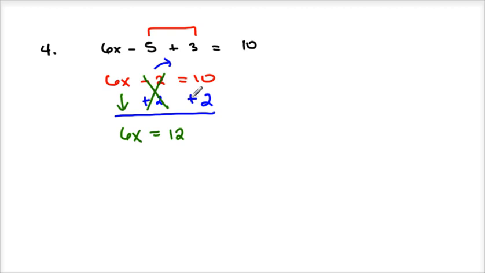I don't want 6x, I just want x. Next, I'm going to get rid of my 6 by dividing by 6. 6 divided by 6 is 1x equals 12 divided by 6 is 2. So rather than 1x equals 2, I'm just going to say x equals 2.